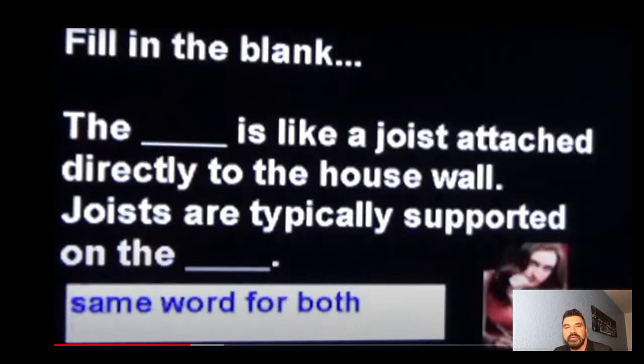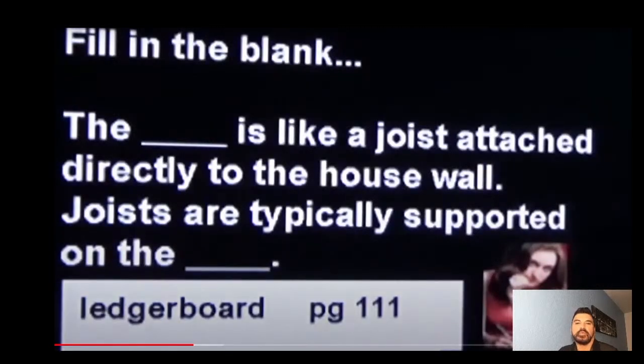So fill in the blank. The blank is like a joist attached directly to the house wall. Joists are typically supported on the blank. There's one answer. It's the same for both blanks. Ledger board. The ledger board is like a joist attached directly to the house wall. Joists are typically supported on the ledger board. Page 111 is where you'll find anything you ever wanted to know about a ledger board but were afraid to ask.